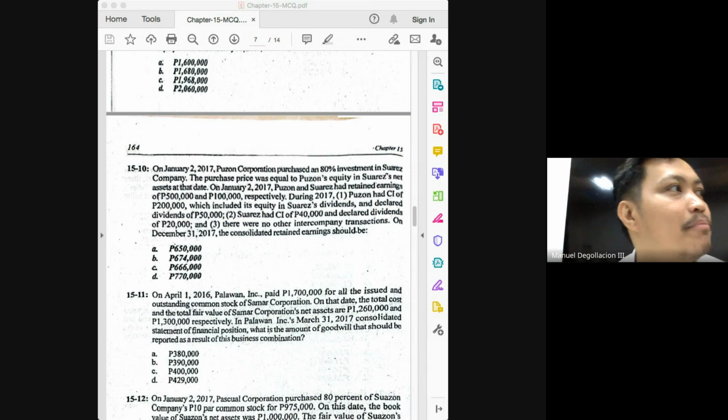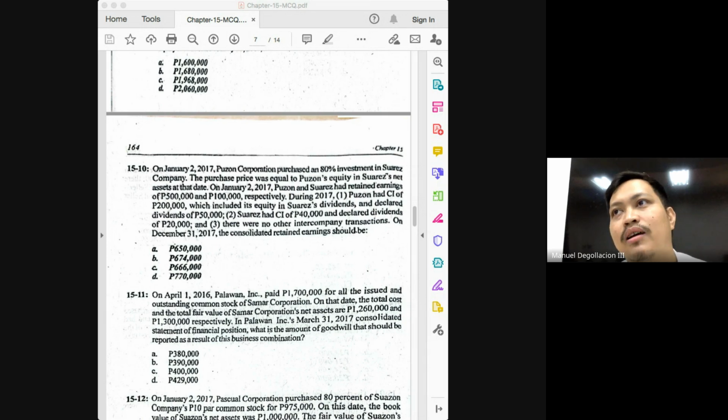So how much was the beginning RE of the parent, class, in its separate financial statements? Isn't the 500 the beginning RE of the consolidated entity? Yes, but again, as of the date of acquisition, they will be the same. Okay, and that is why students would think that it's always the same. When are they the same, class? Only at the date of acquisition.